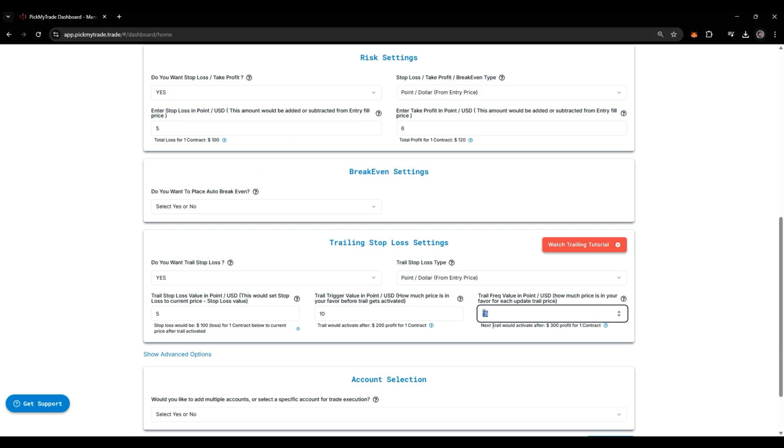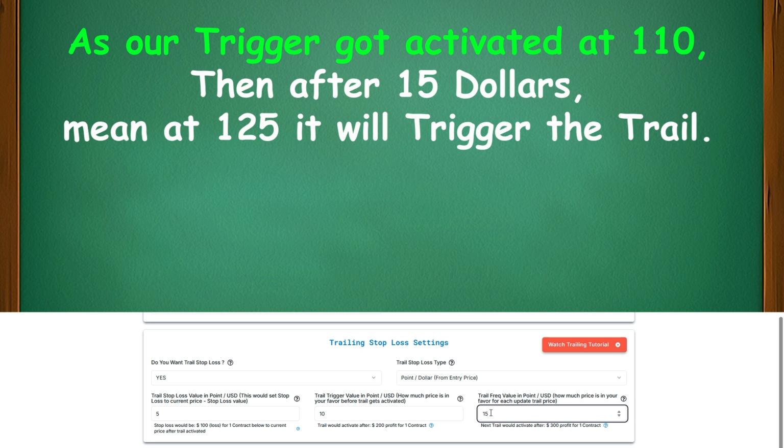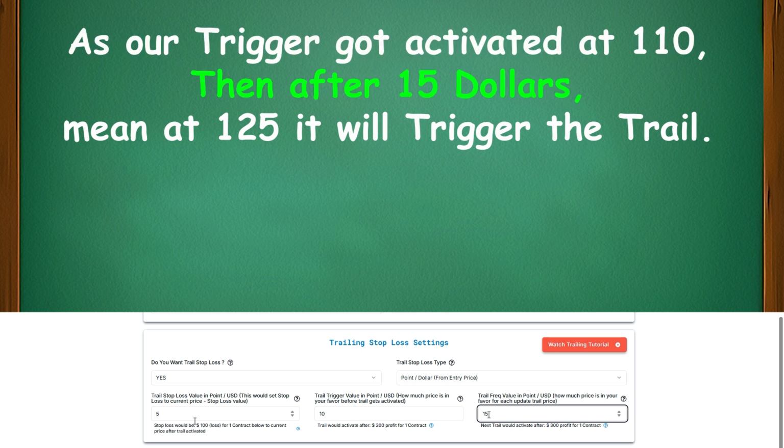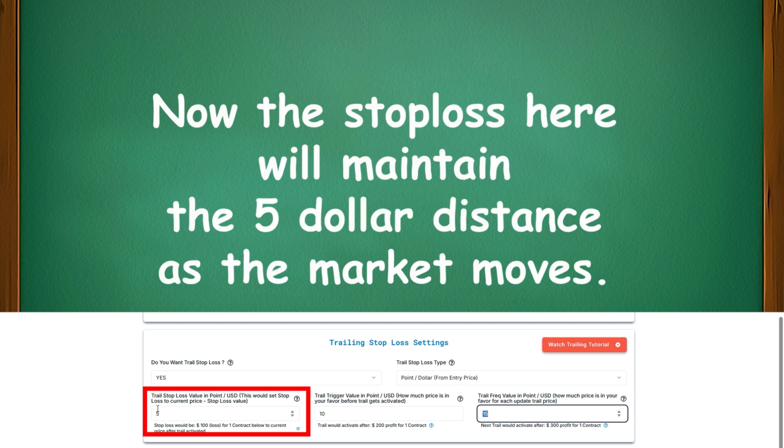Now let's see the trail frequency value, here, as we have put 15. It will trigger the trail after every $15 movement. As our trigger got activated at 110, after $15, meaning at 125, it will trigger the trail. Now, the stop loss here will maintain the $5 distance as the market moves.